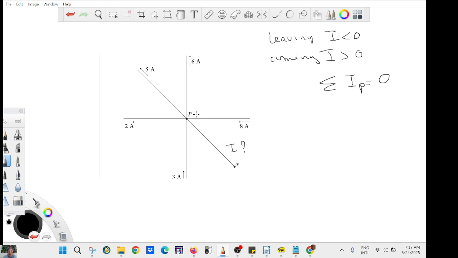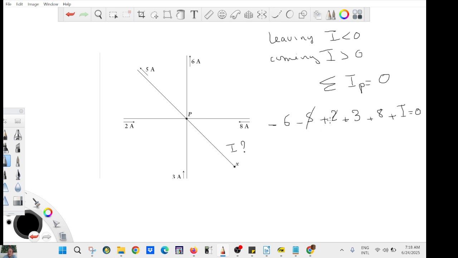So this is leaving, so it's a minus, so minus 6. This is leaving, so minus 5. This is going in, so that will be plus 2. That's going in, so that's going to be plus 3. Going in, plus 8, plus I equals 0. Right, so leaving: minus 6 minus 5 plus 2 plus 3 plus 8. Right?